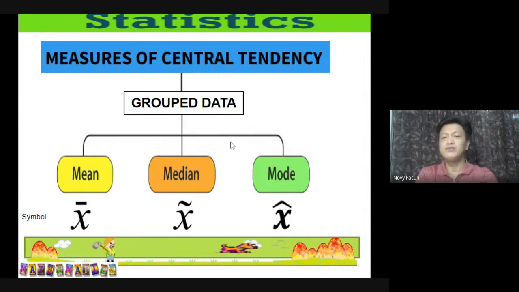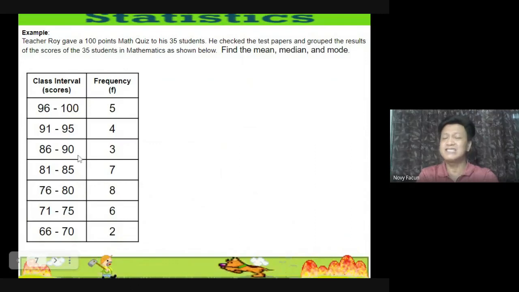So with that, we have to be familiar with the different symbols for the measures of central tendency, the mean, median, and mode. Let's have the example, para alam natin paano i-apply ang mean, median, and mode para makapag-solve sa group data natin. Teacher Roy gave a 100 points math quiz to his 35 students. He checked the test papers and grouped the results of the scores of the 35 students in mathematics as shown below. Ito yung data natin. Find the mean, median, and mode. Kung mapapansin nyo, naka-arrange na siya, andiyan na yung frequency at yung interval ng bawat score.